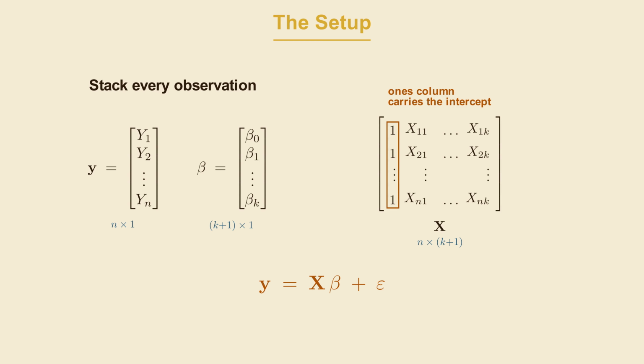We put it together and the entire model collapses into one line: y equals X times beta, plus the error vector. The nice thing about this notation is that it could hold 2 observations or 2,000. It could also hold one explanatory variable or 50. It's very versatile and can be used in any multiple regression setting.